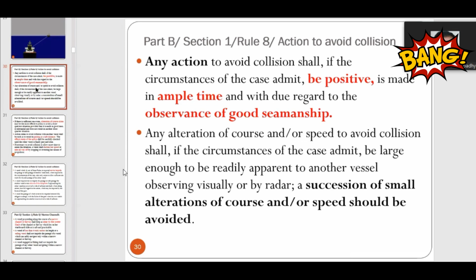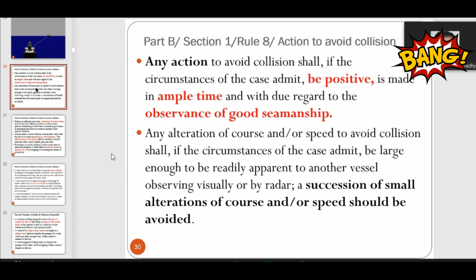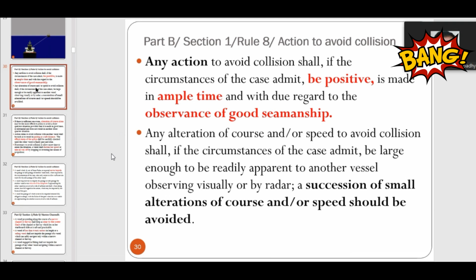Whatever action you take, within the rules, or if you have to deviate from the rules, whatever it is, that action should be such that if you check the effectiveness of the action, the risk of collision for which you have taken the action is not there. Okay, you have avoided it. That's the positive action.